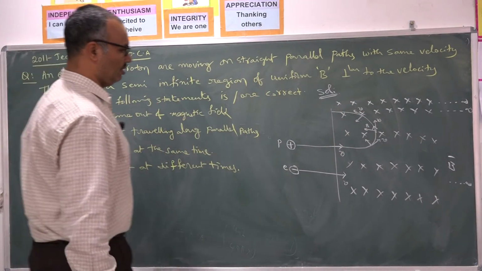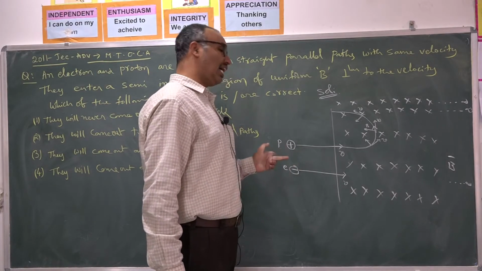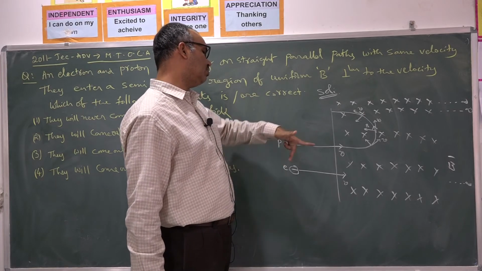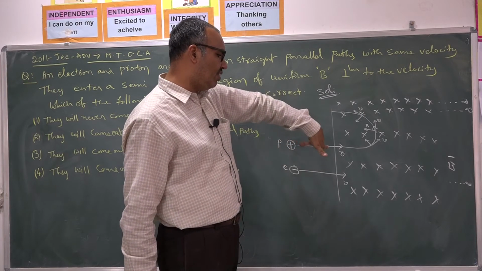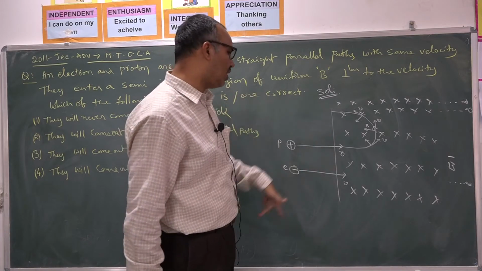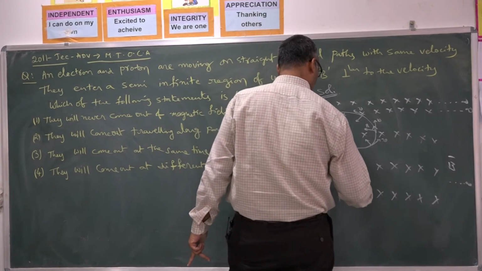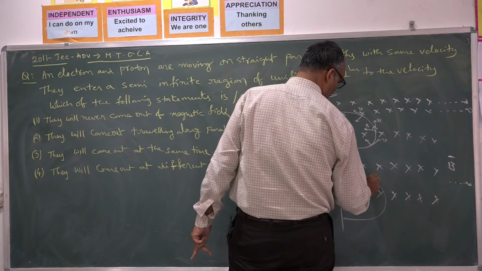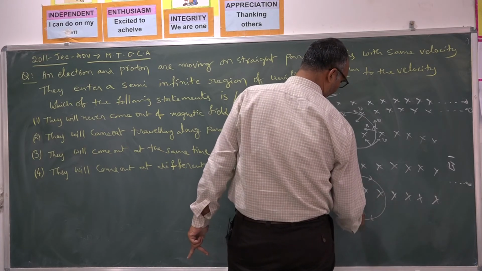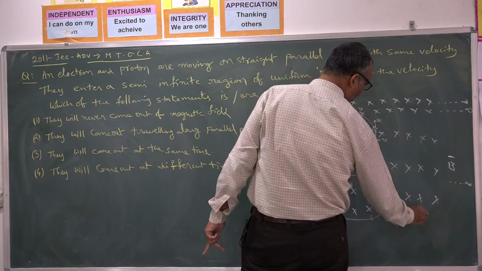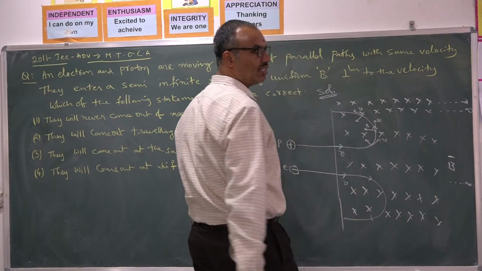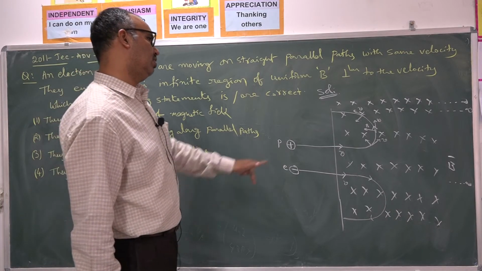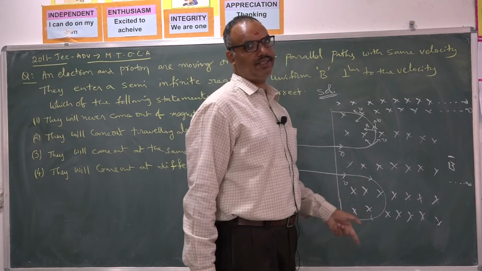Whereas the electron is a negatively charged particle. Conventional current direction is opposite to the electron current. So if the electron current is going like this, the conventional current will be like this. The magnetic field is into the paper, so it experiences a force in the downward direction. Therefore, it also executes a circular path, but in which direction? Almost a part of a circle will be executed in this way. So electron and proton are both executing circular motions in opposite directions. One is going anti-clockwise, the other clockwise.